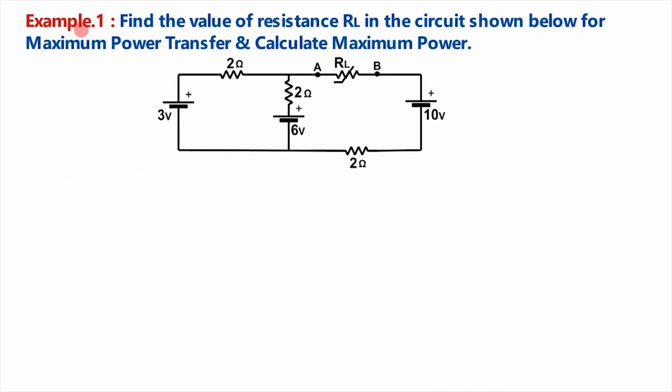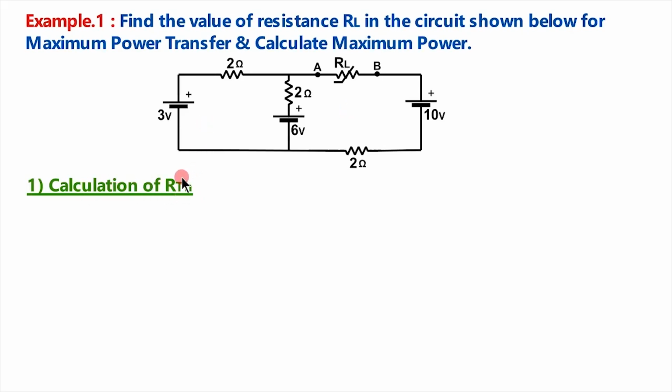In this example, we are asked to find the value of resistance RL in the circuit shown below for maximum power transfer, and we have to calculate the maximum power transferred to this load. For this calculation, we have to use Thevenin's theorem. For drawing Thevenin's equivalent diagram, we have to find the Thevenin's voltage VTH and RTH. First we will find the RTH.